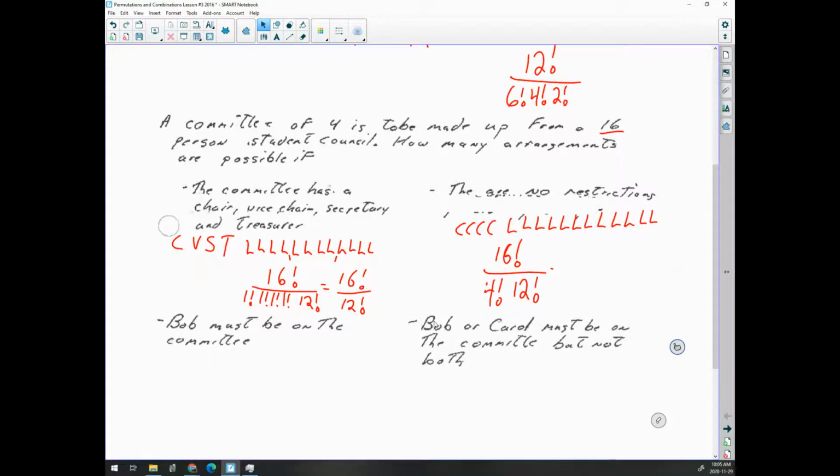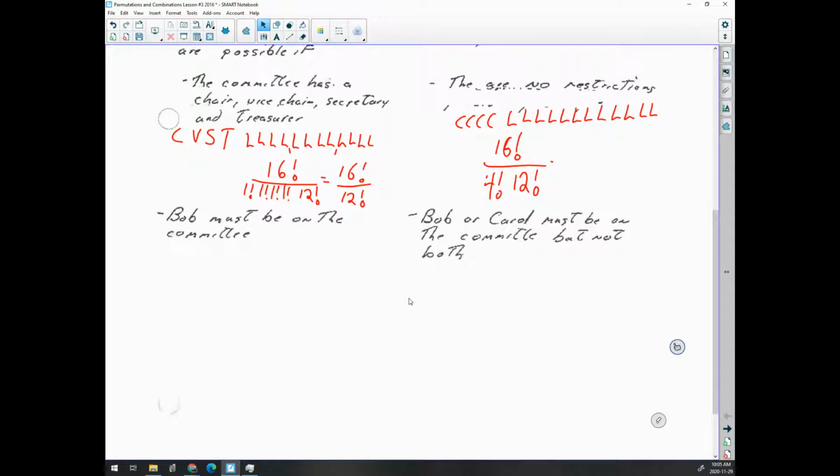If we take a look at Bob, Bob must be on the committee. So now we are breaking this down into Bob and the rest. There's one way to put Bob on the committee. Okay. Now, what does this change? Well, now that changes. There's only 3 people left to put on the committee from the remaining 15.